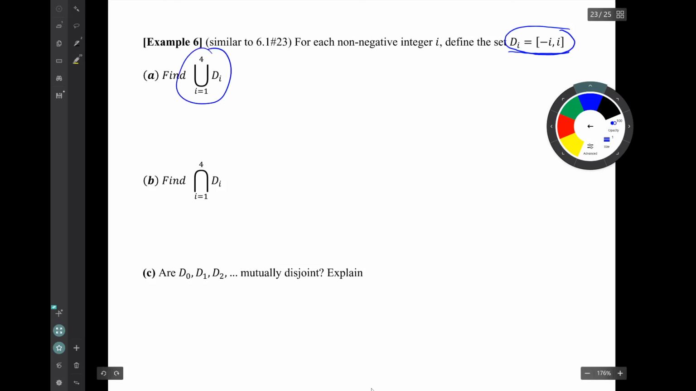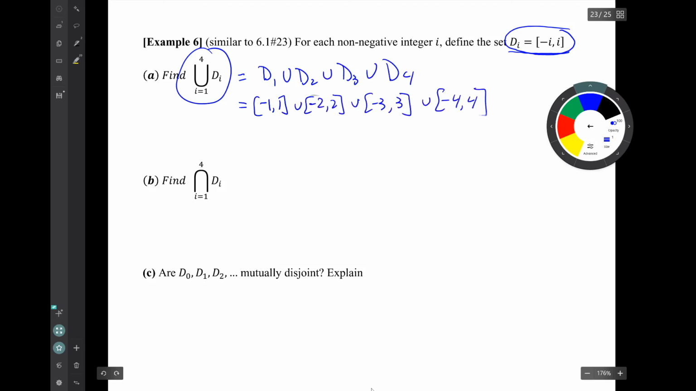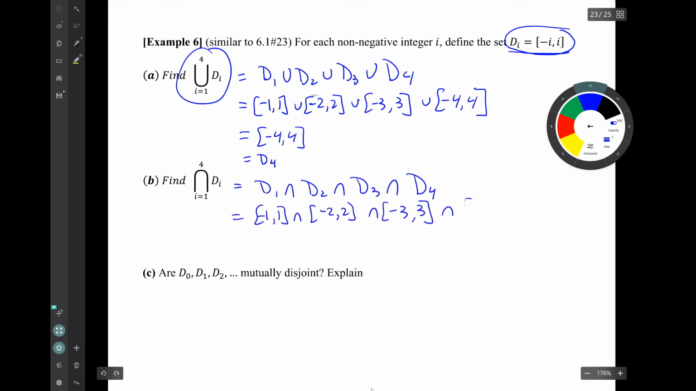So this is a finite union. When you write down the descriptions of those sets, you realize that this union is just going to be the biggest one. In other words, it's just going to be D subscript 4. Now what about the intersection? Well, the intersection is going to be the smallest one. The only numbers that are in all 4 of those sets are these, which is just D1.